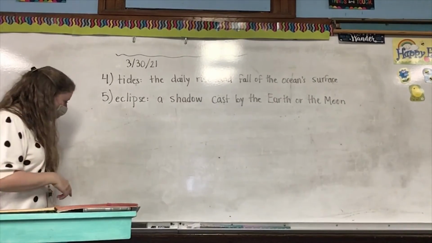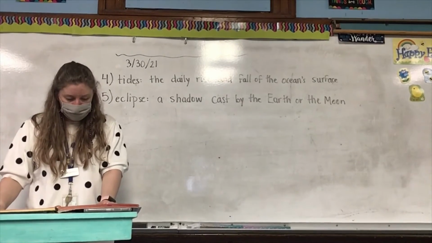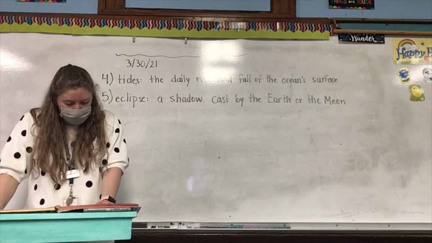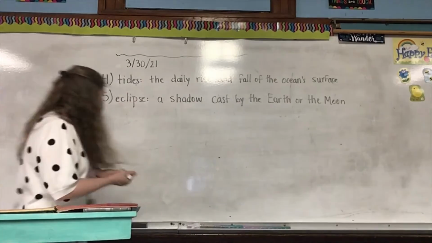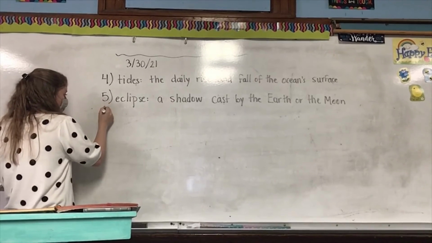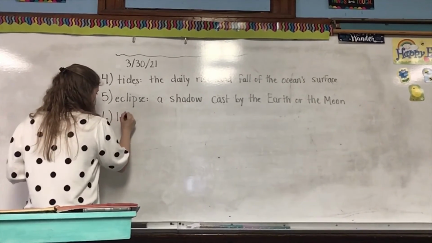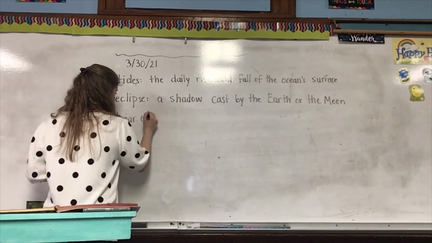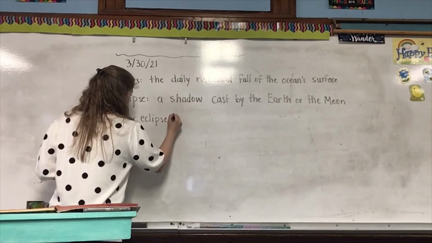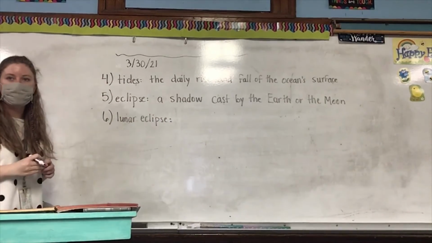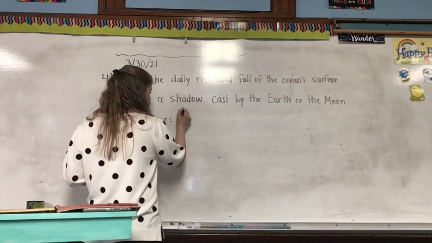Now, let's go a little bit more in depth. Lena, tell us about lunar eclipses. In a lunar eclipse, Earth casts a shadow on the moon. Okay? What's number 6? Lunar eclipse. And what happens in a lunar eclipse, Lena? Earth casts a shadow on the moon.